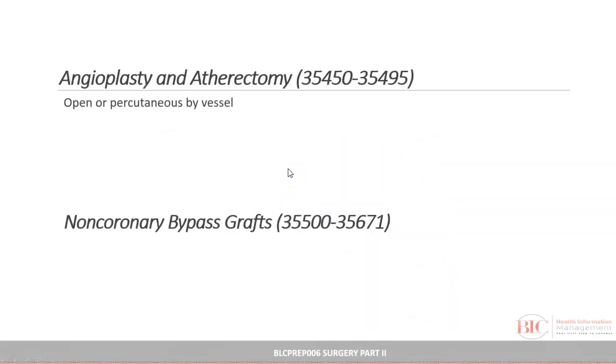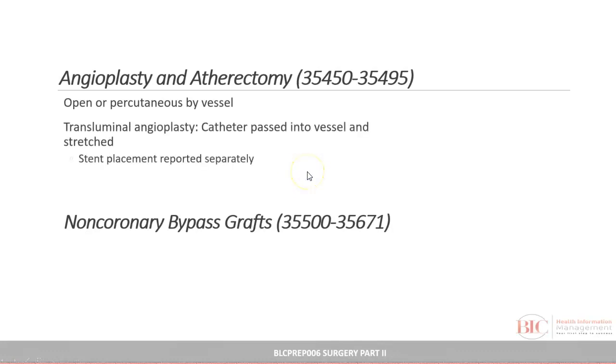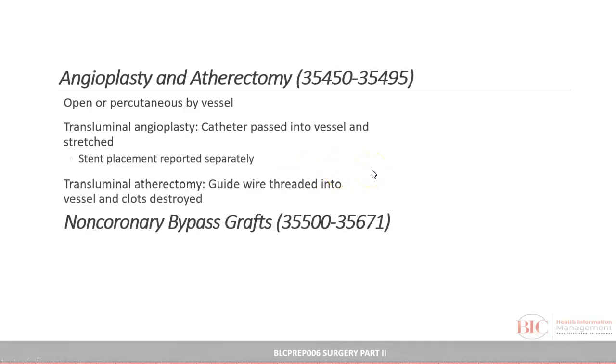Your angioplasties and your atherectomies, your range of codes are going to be 35450 to 35495. They can be done either open or percutaneously by vessel. Transluminal angioplasty is where the catheter is placed into the vessel and stretched. If they are placing a stent, you can report that separately. A transluminal atherectomy is a guide wire that's threaded into the vessel where the clots are destroyed.